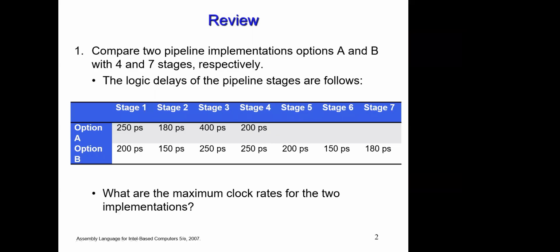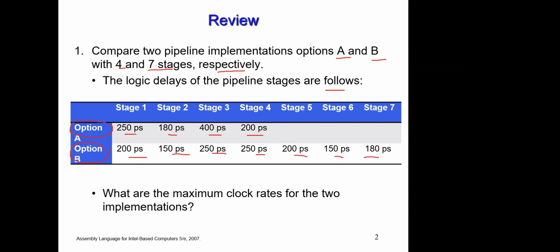So we'll have these review questions for both the data paths and the cache memory. We'll begin with this review question that compares two pipeline implementations, options A and B, with 4 and 7 stages respectively. The logic delays of the pipeline stages are as follows. I'm giving you stage 1 this, stage 2 this, stage 3 this, stage 4 this. This is for option A. For option B, you have these other values.